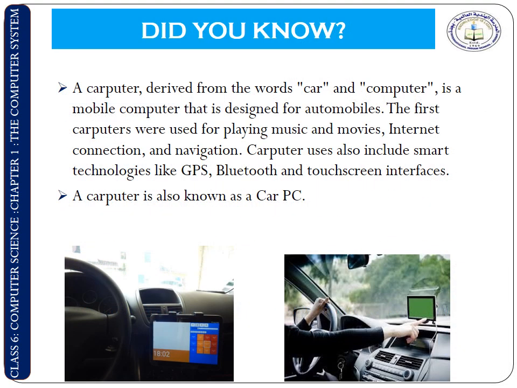Students, did you know a carputer is a mobile computer? Yes, a carputer, derived from the words car and computer, is a mobile computer that is designed for automobiles. The first carputers were used for playing music and movies, internet connection and navigation. Carputer uses also include smart technologies like GPS, Bluetooth, and touchscreen interfaces. A carputer is also known as a car PC.